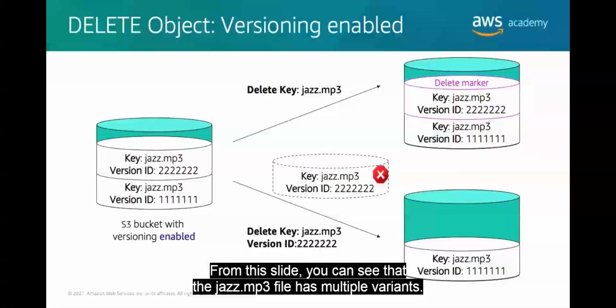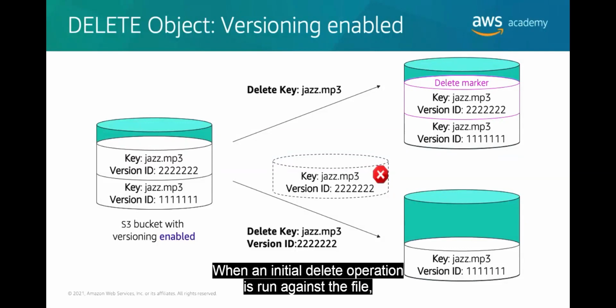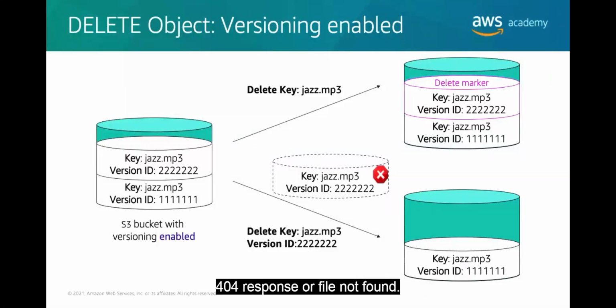From this slide, you can see that the jazz.mp3 file has multiple variants. Each version has an associated version ID. When an initial delete operation is run against the file, the delete marker is added, and it becomes the current version of the file. After that point, any get operations will result in the HTTP 404 response or file not found.